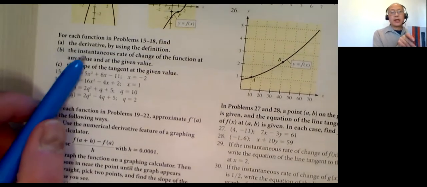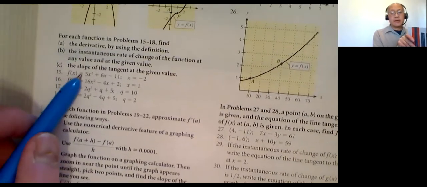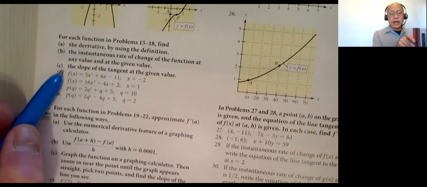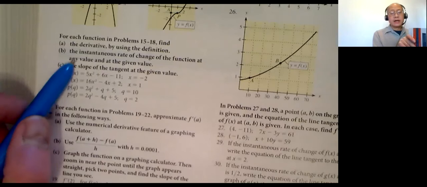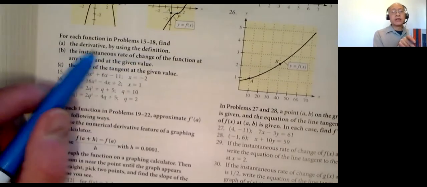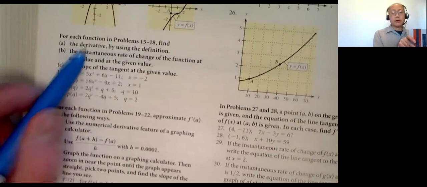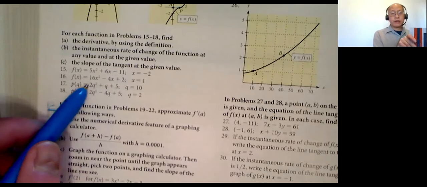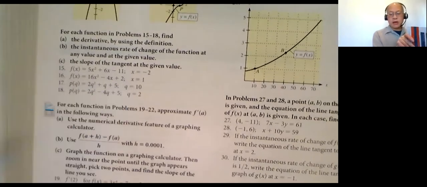Find the derivative, instantaneous rate of change, slope of the tangent. All of these are identical. Once you have the answer to A, you got the answer to B and C. Derivative, instantaneous rate of change, derivative, slope of the tangent, derivative. Okay, so the hard part is finding this weird derivative. So 16x squared minus 4x plus 2 at x equals 1.